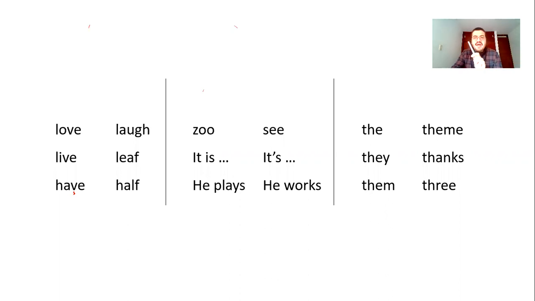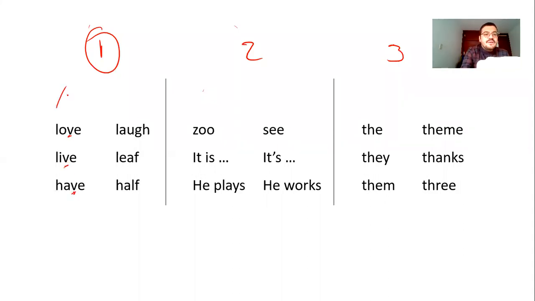So let's see, here we have three groups. This is going to be 1, 2, and 3. Let's start with group number 1. Here we have 6 words, 3 on the left and 3 on the right. Those words on the left share one common sound. I'm going to underline the letter because the letter is going to produce a sound. This sound is going to be V. Now, those on the right share a common sound as well.